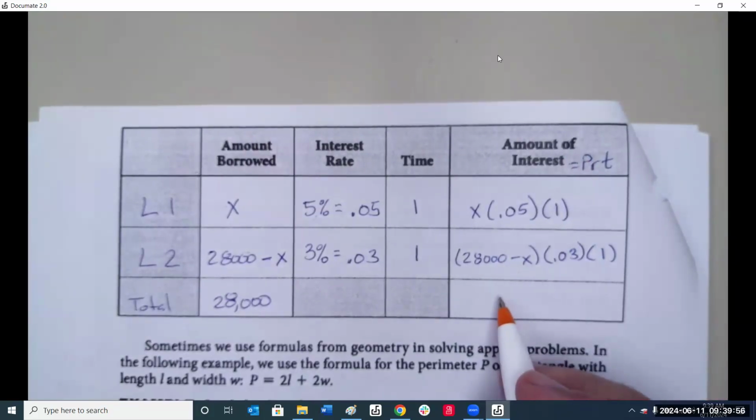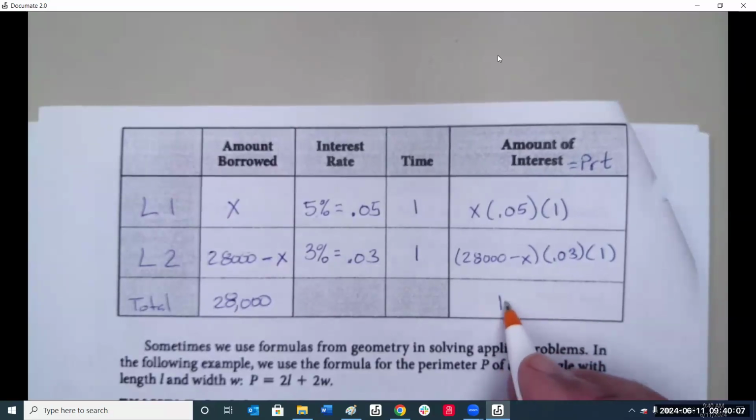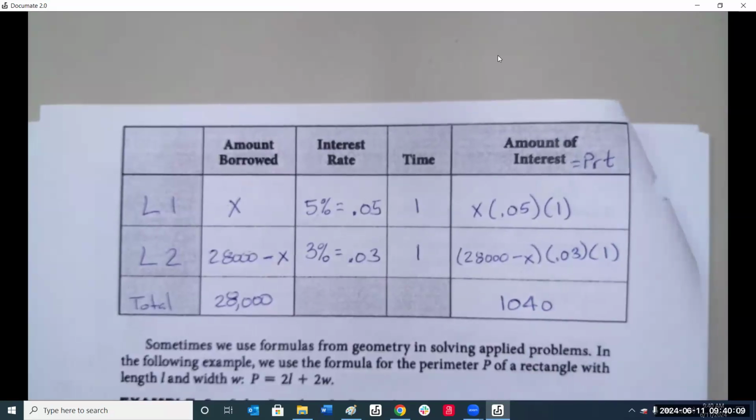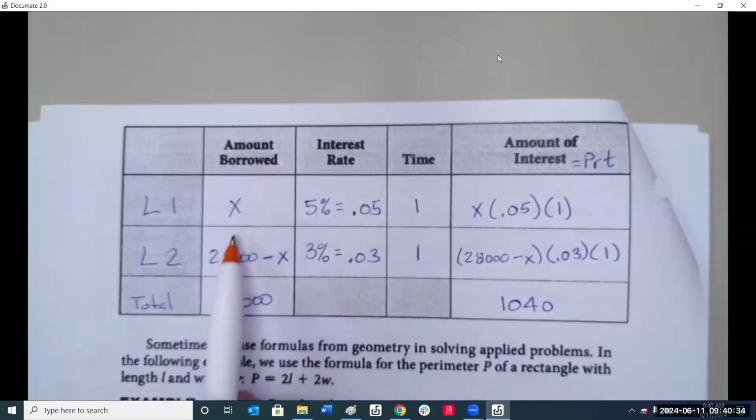And the total interest was what? Do we know what the total interest was? It was 1040. So how do we calculate this now? We're looking for how much each note was worth. What variable tells us that? X. The amount borrowed is what the note's worth.